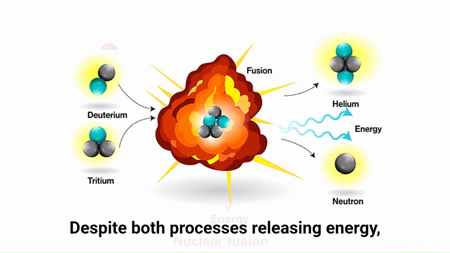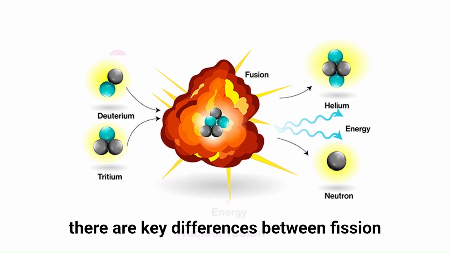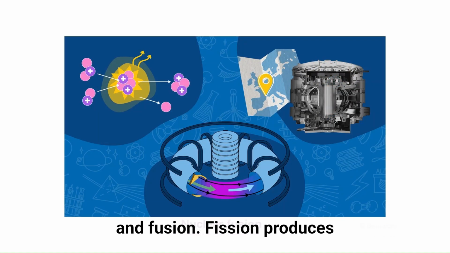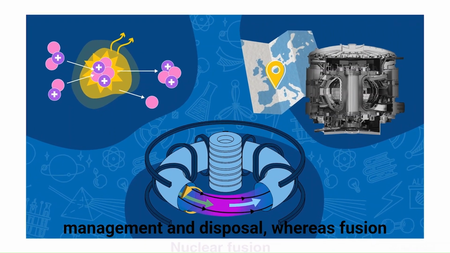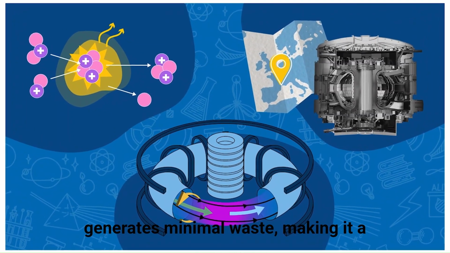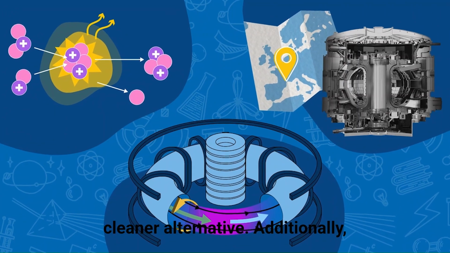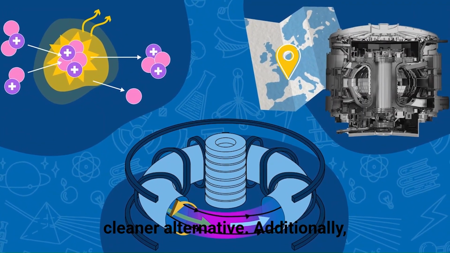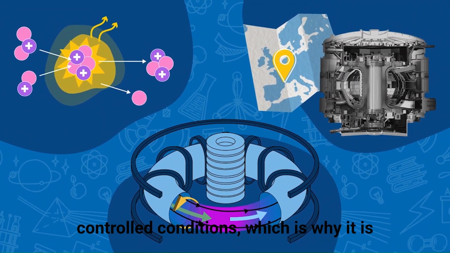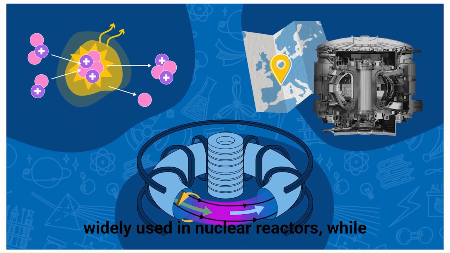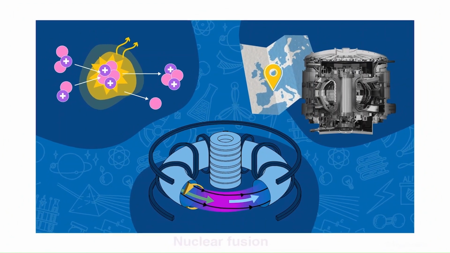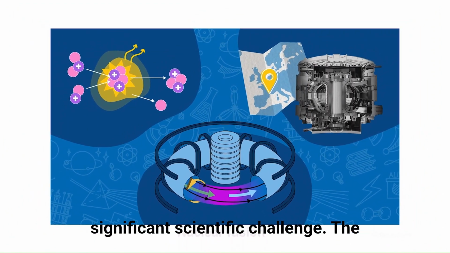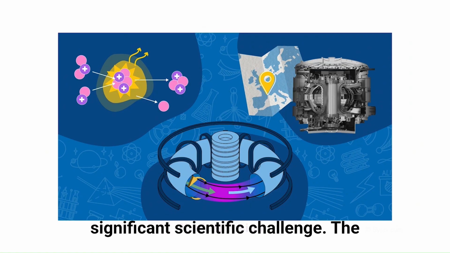Despite both processes releasing energy, there are key differences between fission and fusion. Fission produces radioactive byproducts, requiring careful management and disposal, whereas fusion generates minimal waste, making it a cleaner alternative. Additionally, fission is easier to achieve under controlled conditions, which is why it is widely used in nuclear reactors, while fusion requires extreme conditions, making its practical implementation a significant scientific challenge.